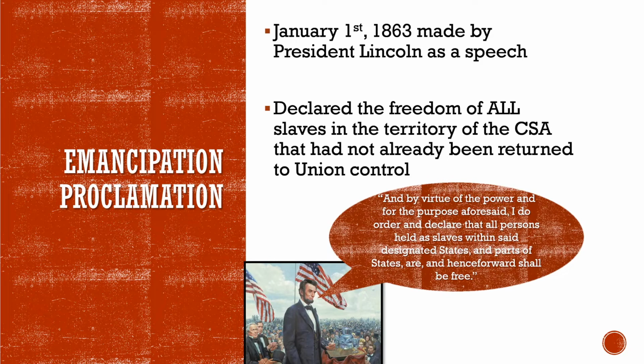So Lincoln is, of course, quoted here as saying, from the Emancipation Proclamation, "And by virtue of the power and for the purpose aforesaid, I do order and declare that all persons held as slaves within said designated states and parts of states are, and henceforward shall be, free." So he's saying any slave in Southern territory is free. And just keep in mind, he of course still wasn't saying that applied to the border states of Maryland and Delaware. They didn't count. It didn't apply to them.